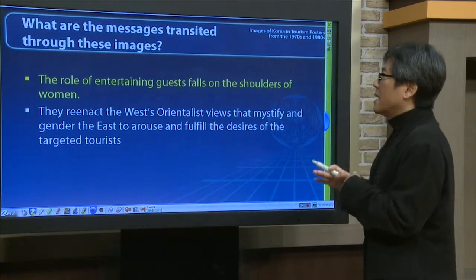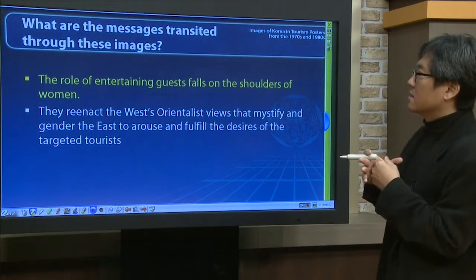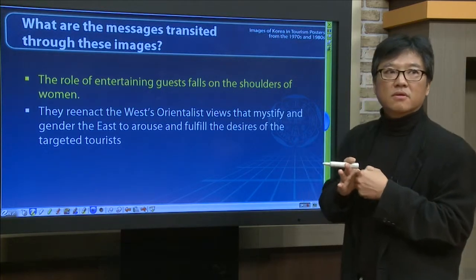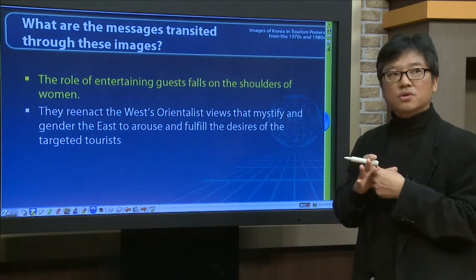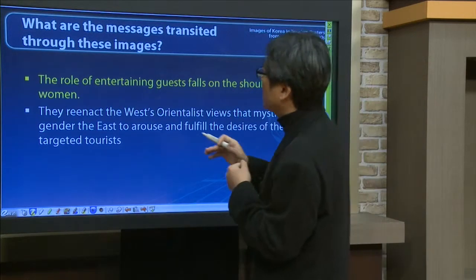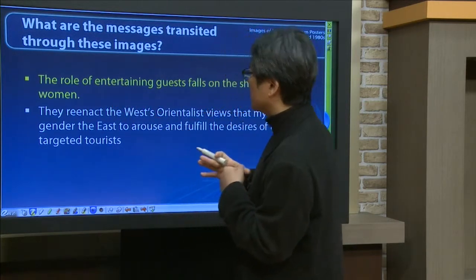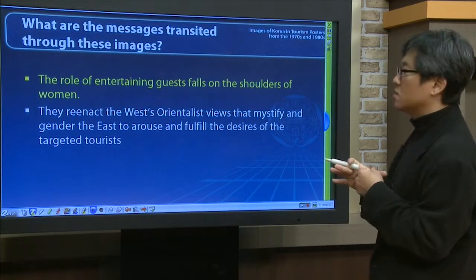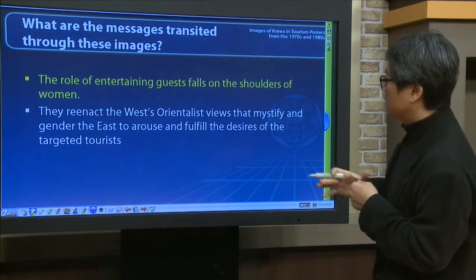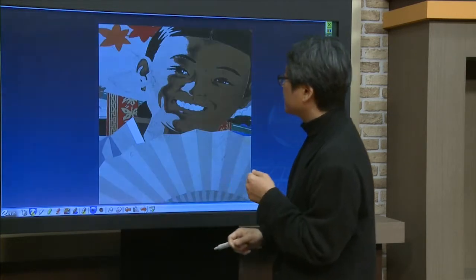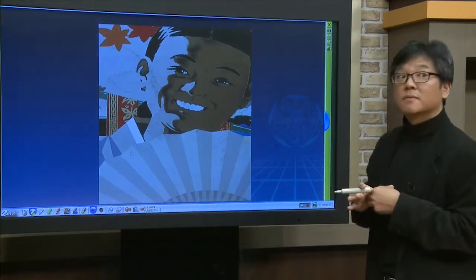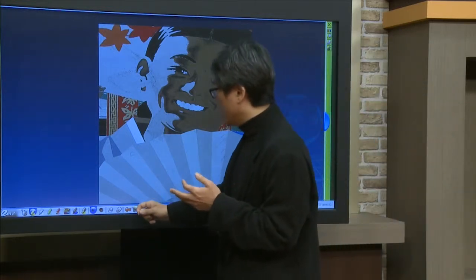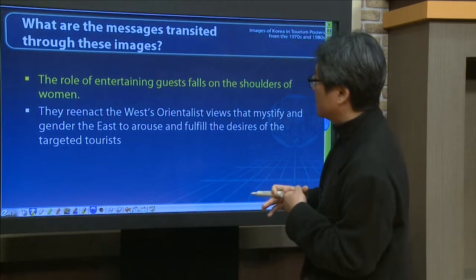So, what are the messages in these images? Why are there so many women, feminine images, appearing and used in posters? This is what it, I guess, does. The role of entertaining guests falls on the shoulders of women. Again, pretty much similar images we looked at. So they are the ones who greet you and entertain the guest.